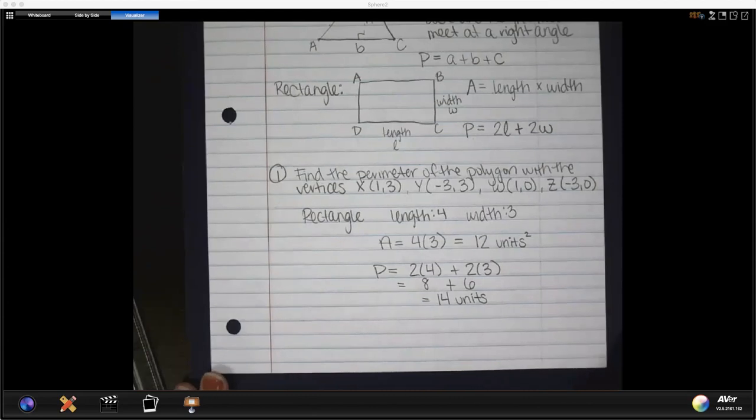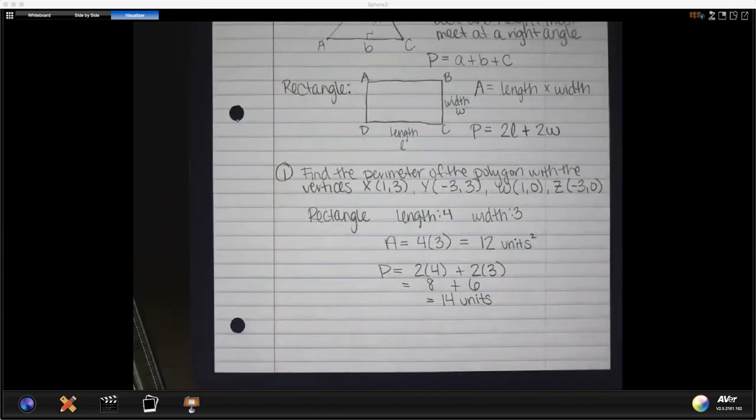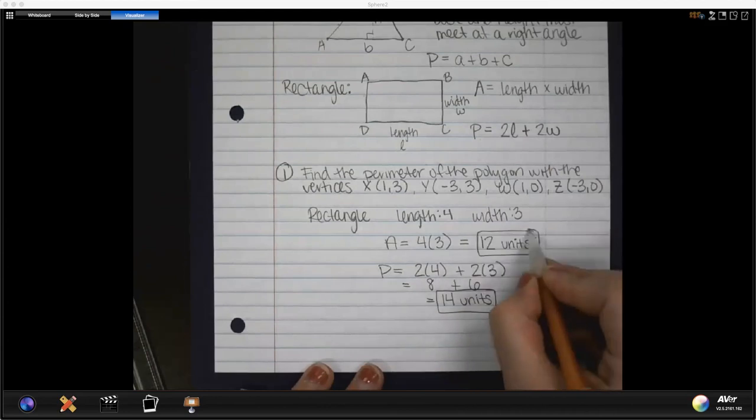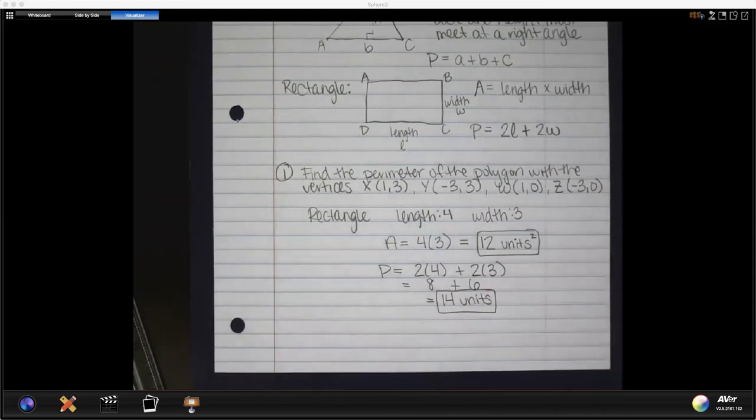Obviously, I'm at the bottom of my page, but does anyone have any questions about the question we did together? No, so perimeter is just by itself. It's all by itself because you're just adding numbers together. Area is squared because you multiplied the numbers together. So that's a great note to write to yourself if you need to remember. Area is always squared. Perimeter is just regular units.